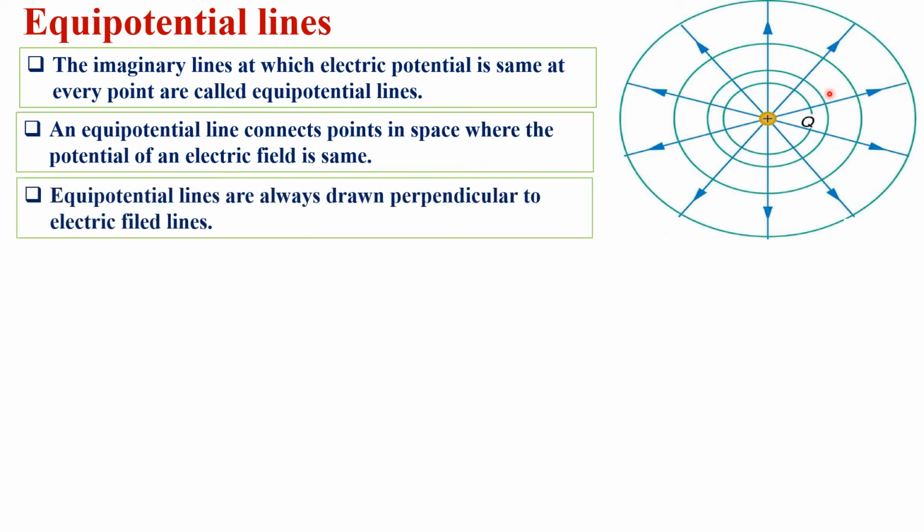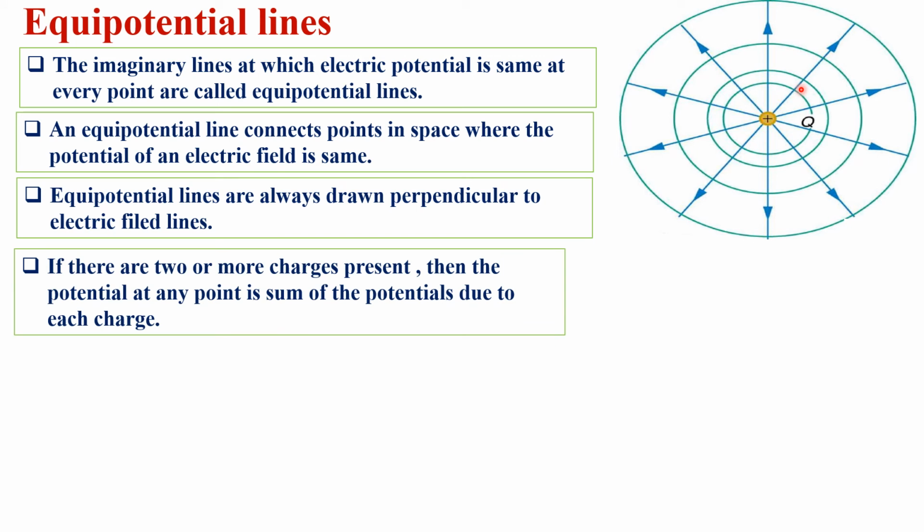Suppose that we place a positive charge q in space, and around this we connect all the points where the electric potential is the same, and we get equipotential lines from these imaginary lines. Equipotential lines are always drawn perpendicular to electric field lines, as we know that from a positive charge electric field lines initiate and are radially outward. So from this figure you can see that electric field lines are perpendicular to the equipotential lines.